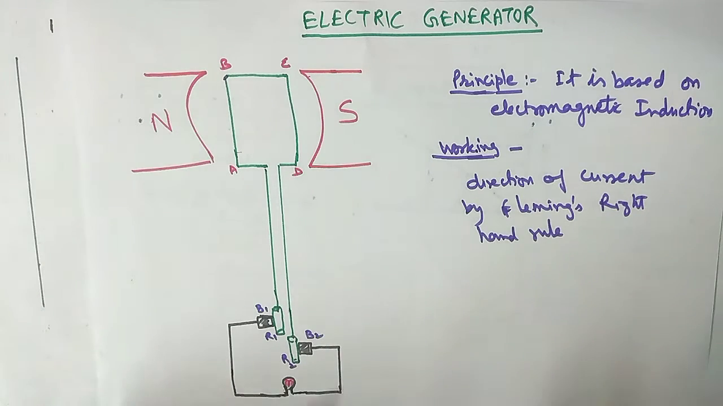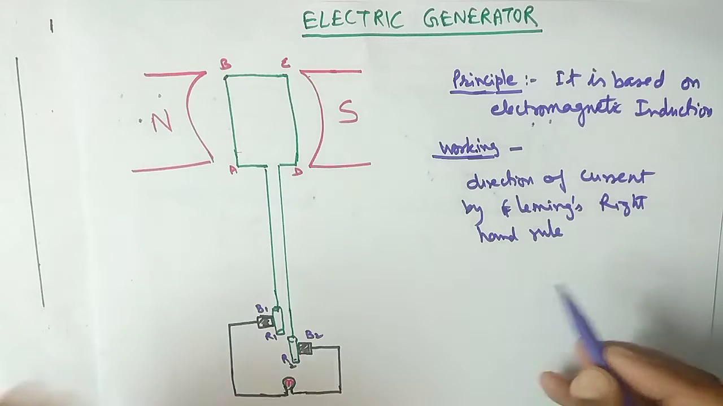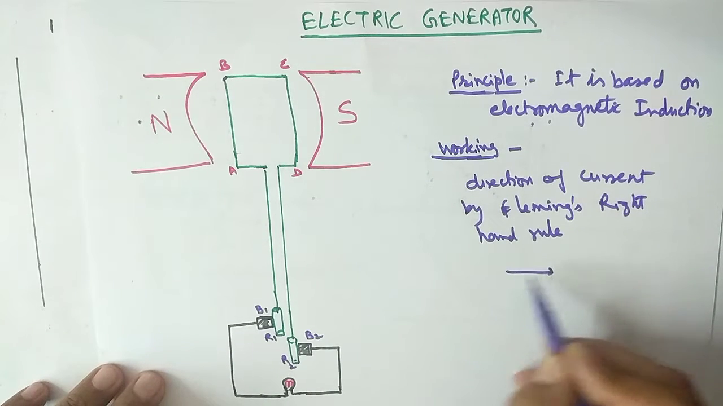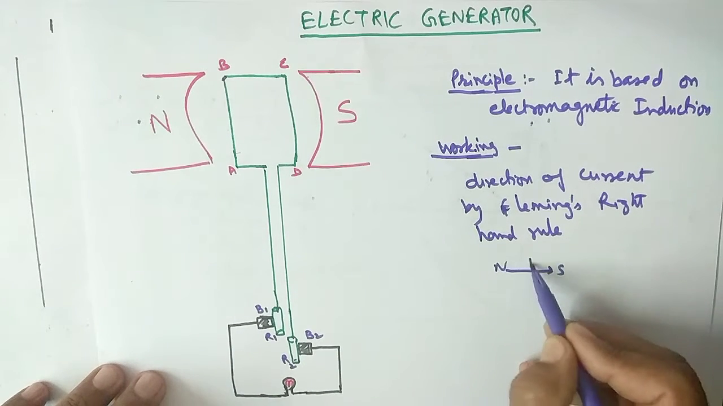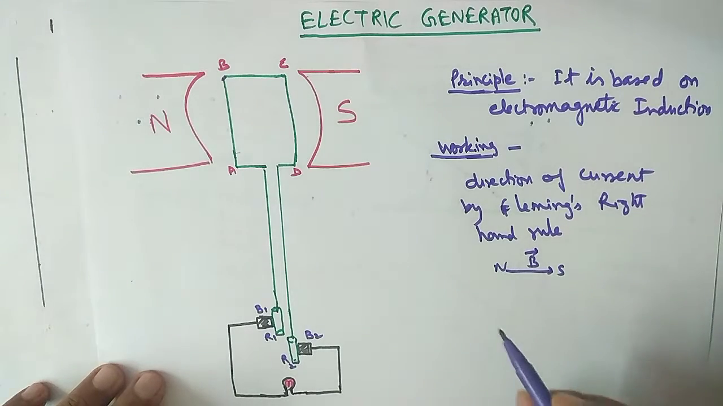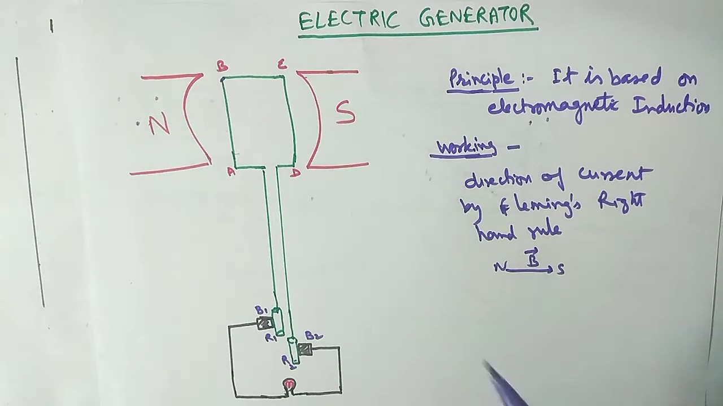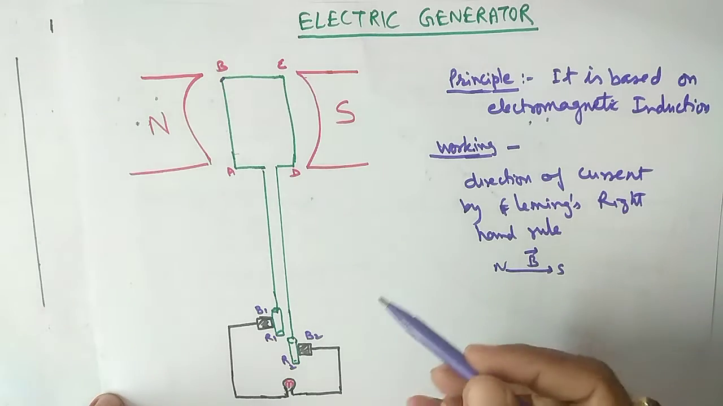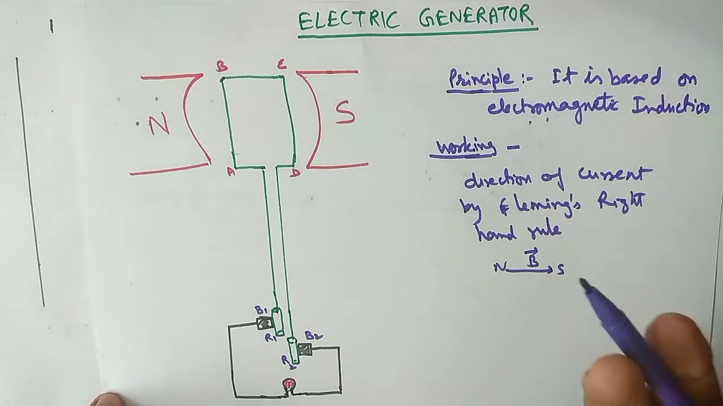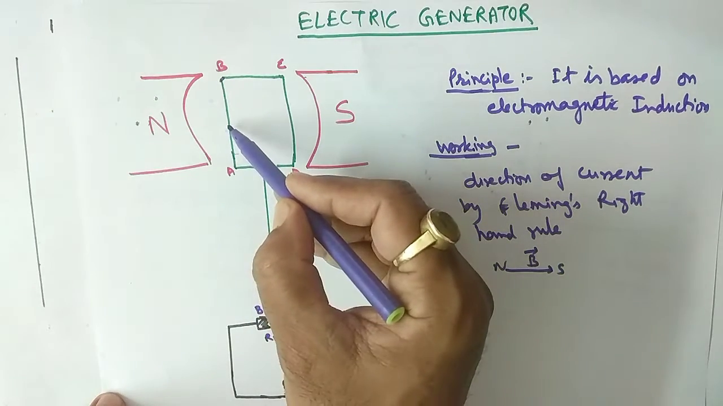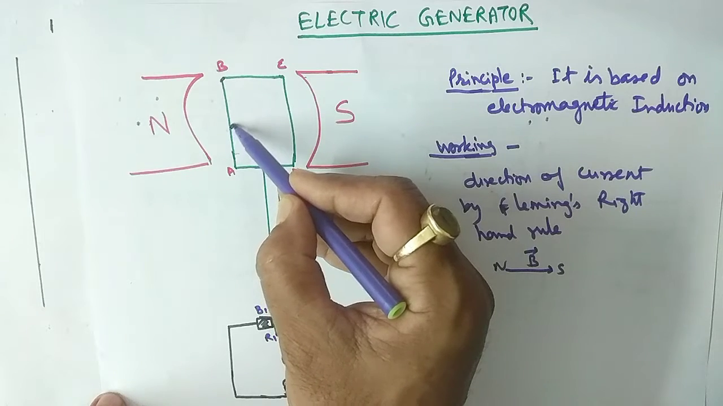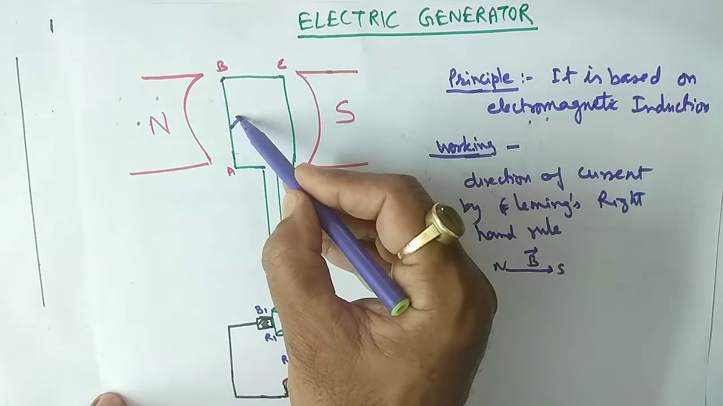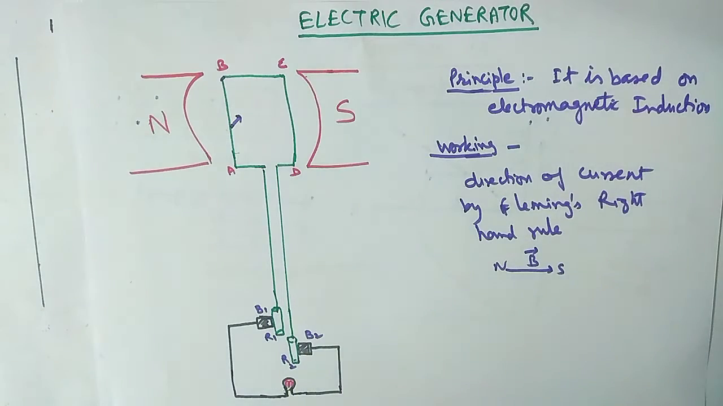You know the direction of the magnetic field is from N to S. This is the direction of B. And the direction of motion: suppose we are assuming that AB is in motion in the upward direction. Then what will be the direction of the induced current in this coil?